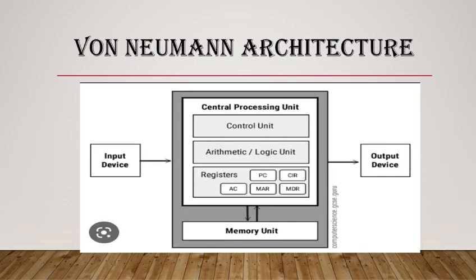So here you can see the basic structure of the von Neumann architecture. There is an input device. The input device sends the instructions or data to the central processing unit. The central processing unit, that is CPU, consists of a control unit, arithmetic logic unit, and registers. And this data is passed to and received from the memory unit, and then it is given to the output devices.